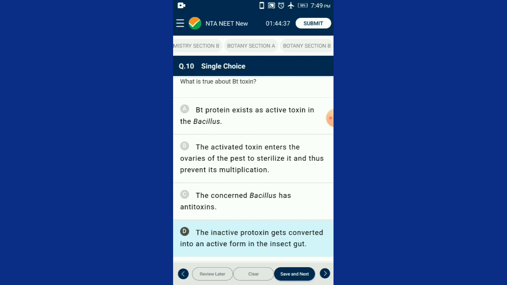Bacillus forms protein crystals during a particular phase of their growth. These crystals contain a toxic insecticidal protein. Actually, the BT toxin protein exists as an inactive protoxin, but once an insect ingests it, it is converted into an active form of toxin due to the alkaline pH of the gut, which solubilizes the crystals.